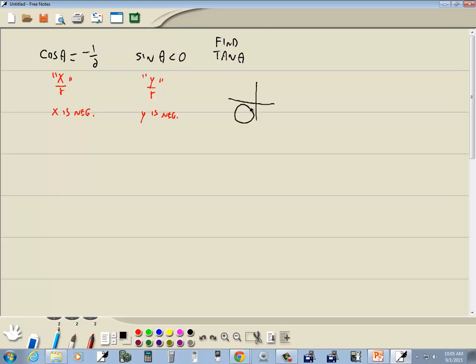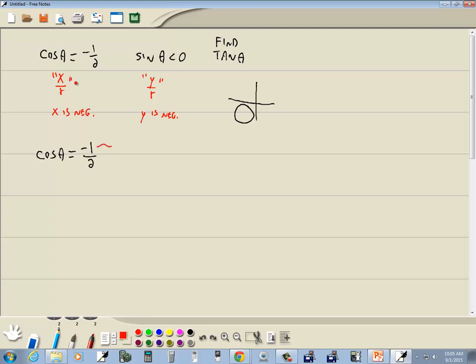Quadrant where that's true is right here. This is where my x values are negative. This is where my y values are negative. So let's go back to cosine. X over r. So we're going to have negative 1 over 2. I know to put the negative up on top because, again, r cannot be negative.